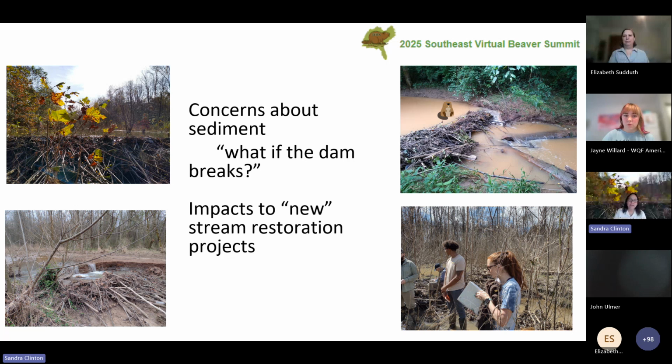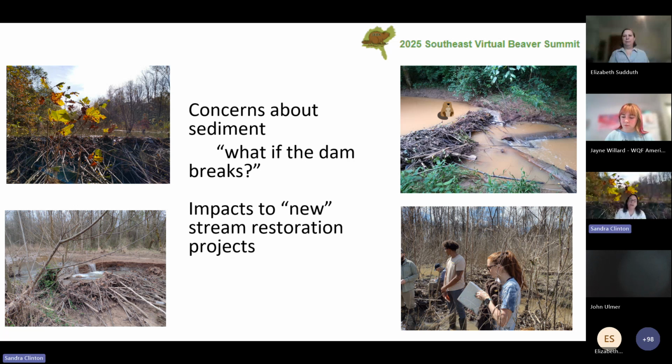The last thing I'll say is one of the other things I hear when I talk to people when I'm out in the field is, what happens if the dam breaks? Where's all that sediment going to go? And so one thing I will say is that all of the beaver complexes that I've been working in urban areas, they are incredibly stable. I'm not saying the dams couldn't break, but they're not breaking. These large complexes are not breaking with every storm.